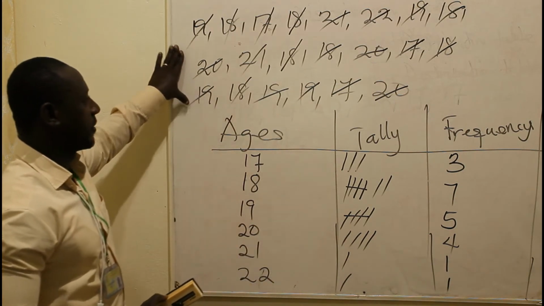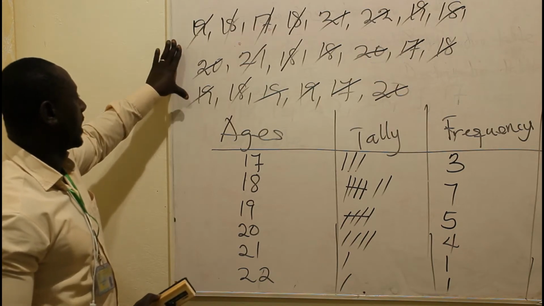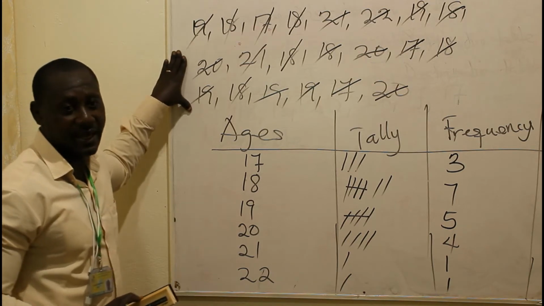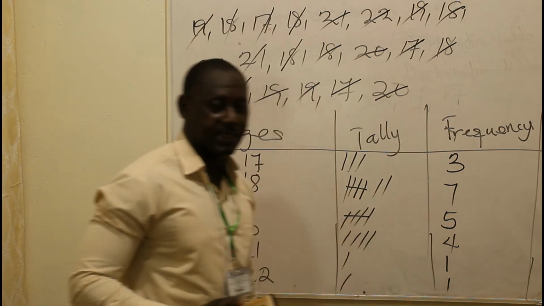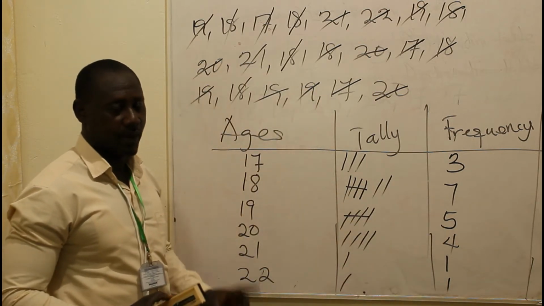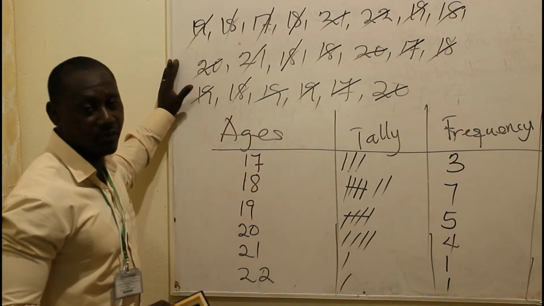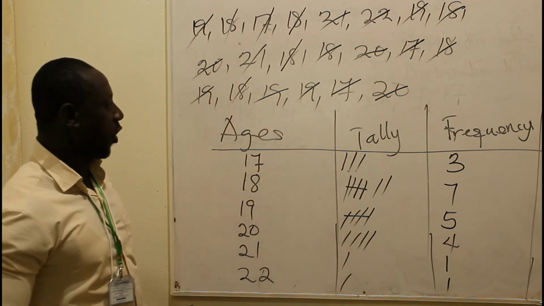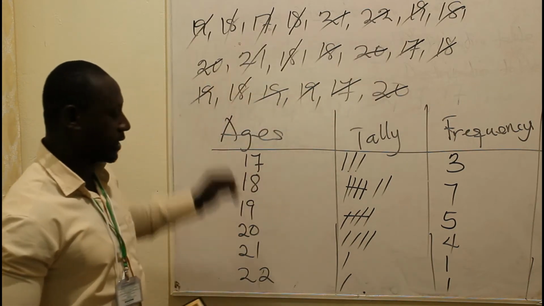Now when you are done with it, you have to add the frequencies to make sure they actually match with the number of data values here. Okay, we said we had the ages of 20 students in the class. So now let's go through and add the values here and see if you are going to get the 20. If they are not up to 20, then there's a mistake elsewhere. You have to go back and check.